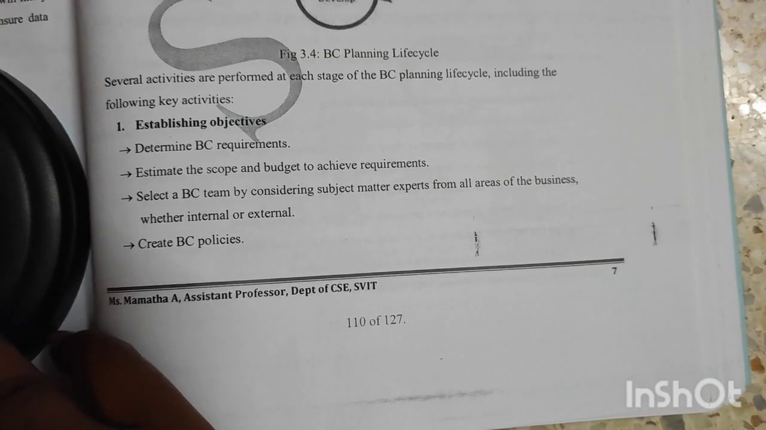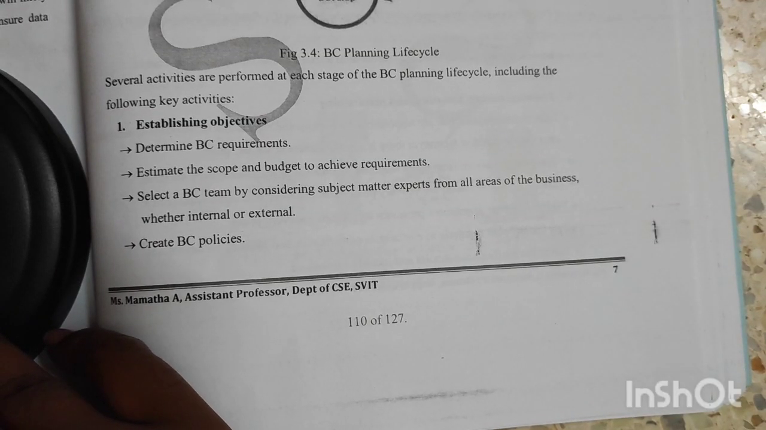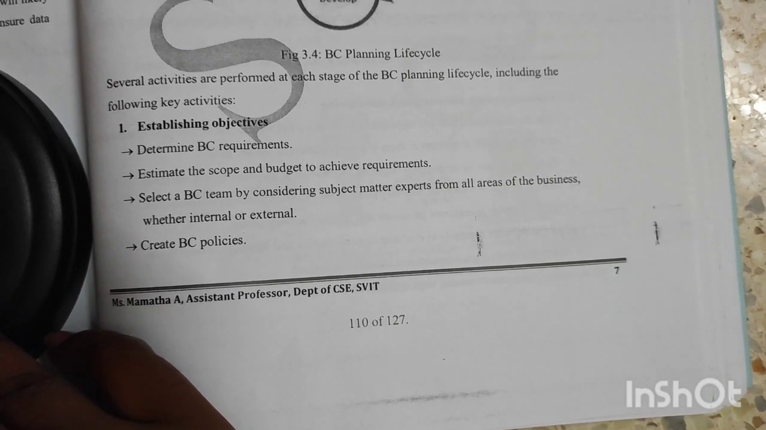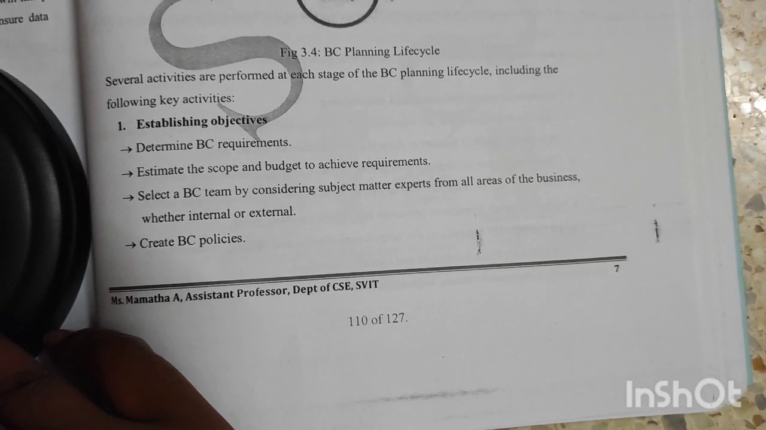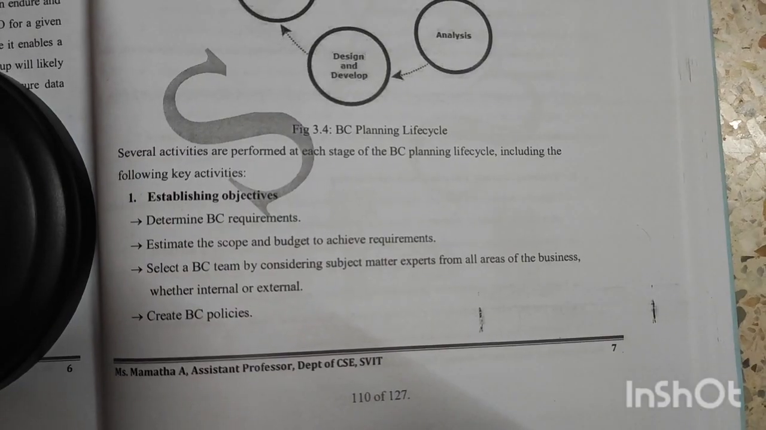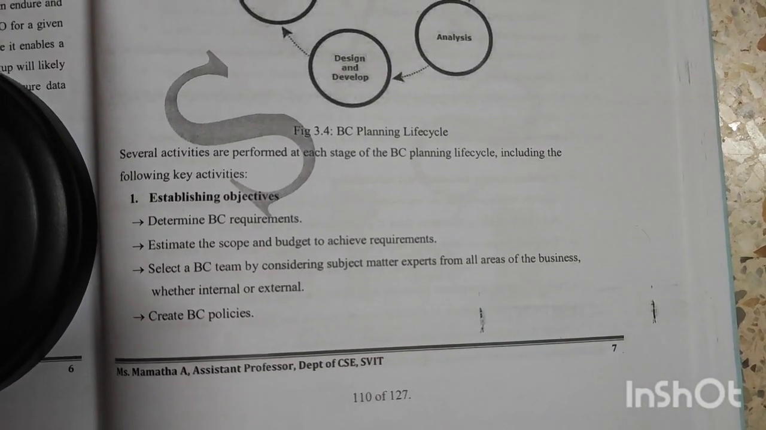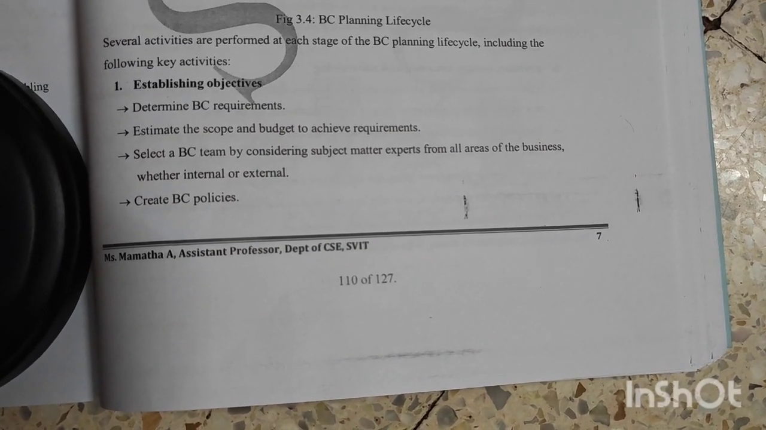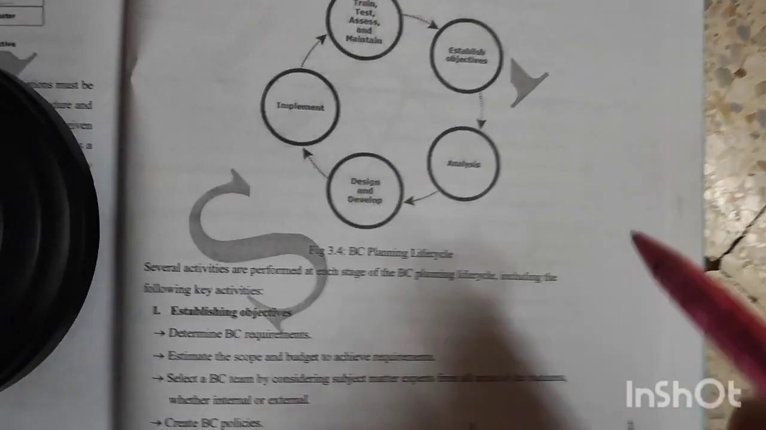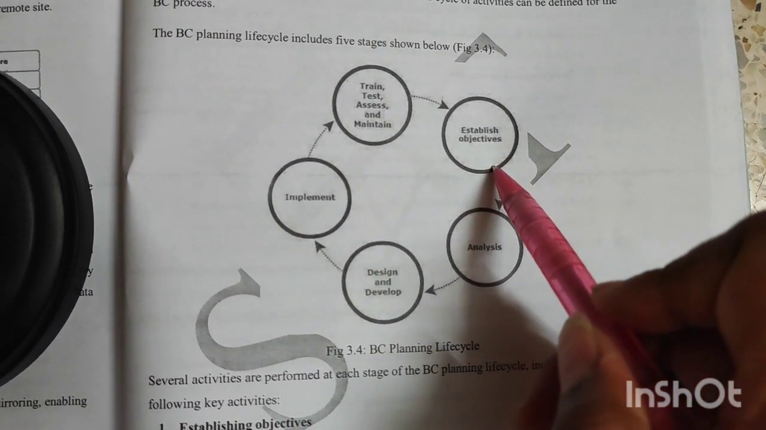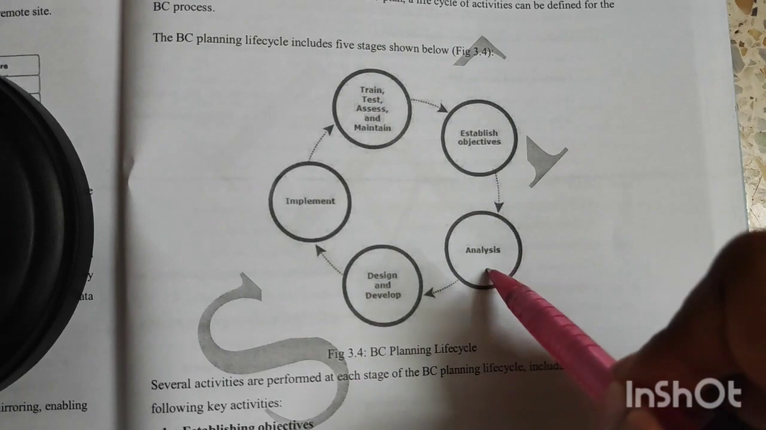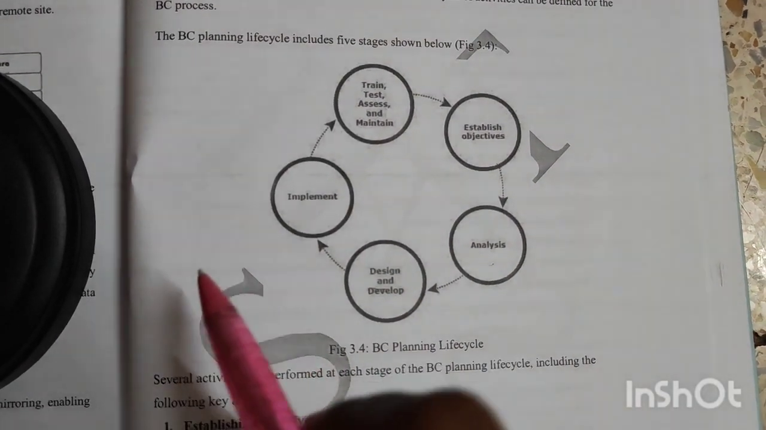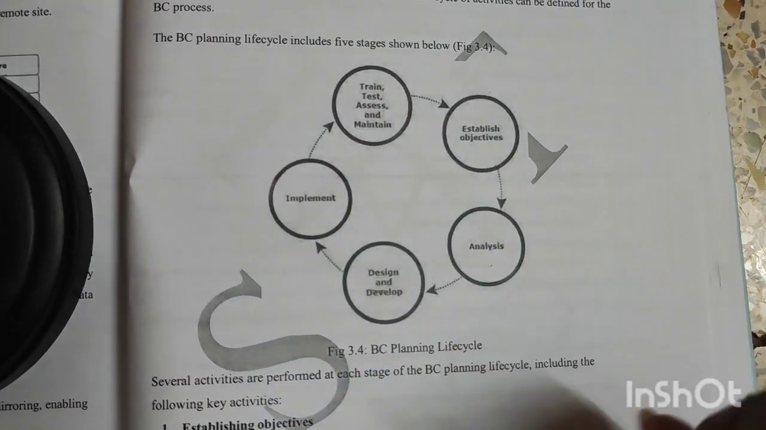So you have several established objectives. That is, you determine basic requirements, the scope and budget of the required objectives. So here what we do is, we establish the requirements and then you create policies and all. So your first step will be establishing your objectives. So you have to actually start from here. You establish objectives and then analyze what your objectives are. Train and develop a model accordingly. Then implement the model, test and train it in the end.